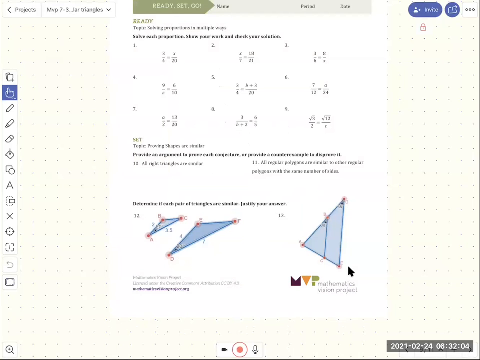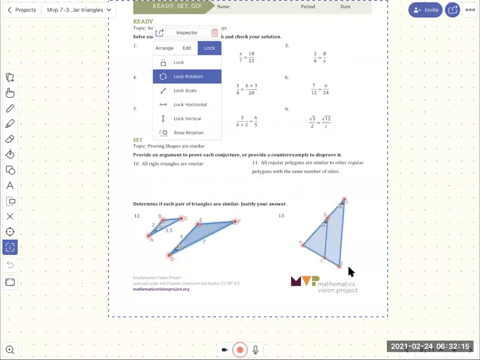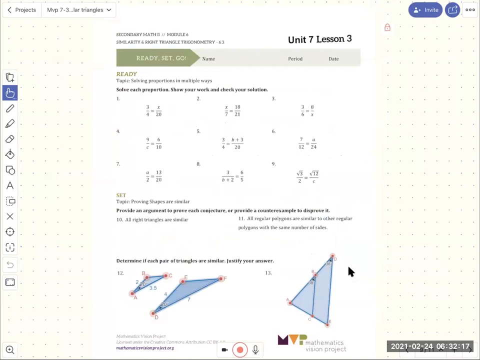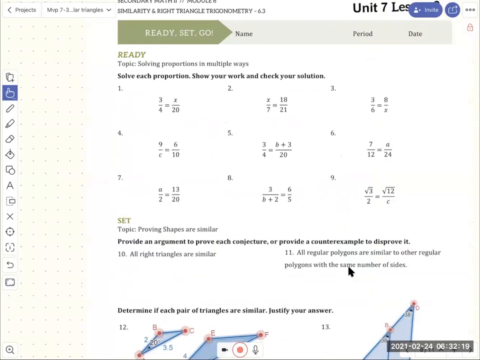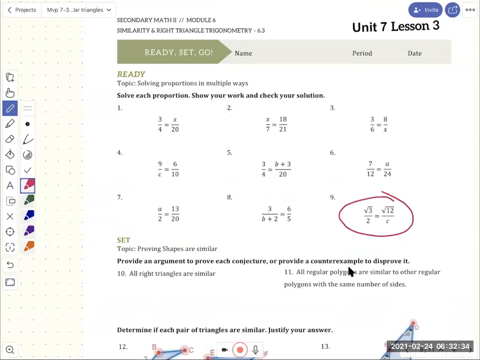And you'll see that the homework in these sections has the ready, set, go format. Let's see if we can lock rotation. We can get it here. Okay, let's see if any of these are, so let's take a look maybe at number 9. How would you do that?